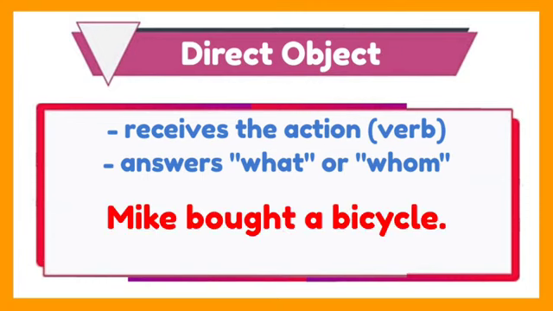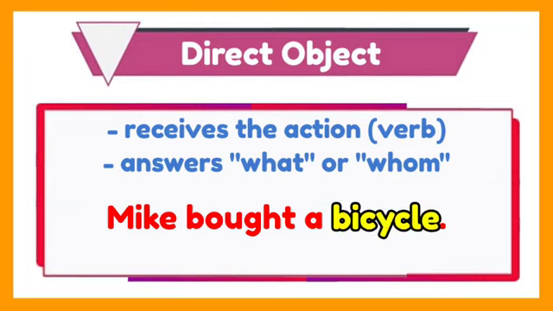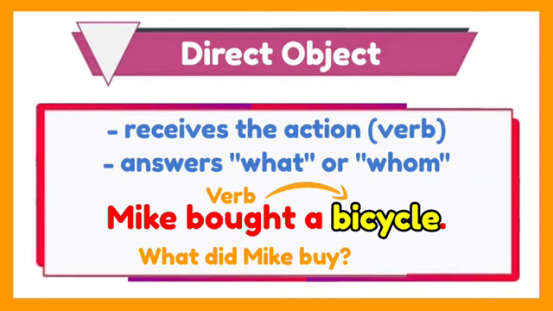For example, Mike bought a bicycle. The direct object in the sentence is bicycle. Why? Because it receives the action or the verb which is bought. And it answers the question, what did Mike buy?